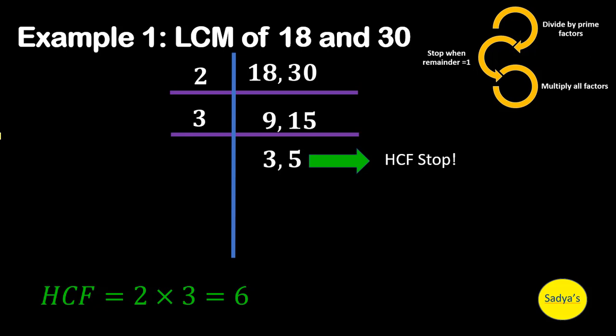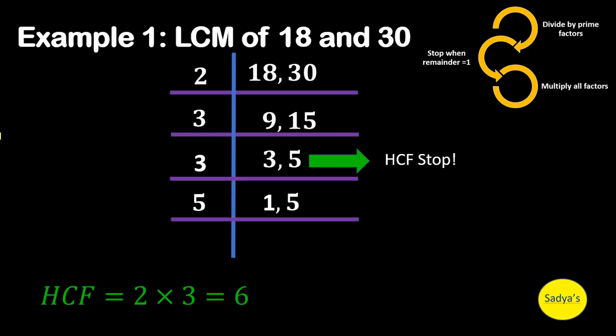3 and 5 do not have any common prime factor. So we look for uncommon prime factors. First number can be divided by 3. So when we divide the number by 3, we get 1. And since 5 is not divisible by 3, 5 remains as it is. Next we divide by 5. 1 is not divisible by 5, so 1 remains as it is, and 5 divided by 5 gives us 1. So we stop right here because we have got 1 in the remainder.